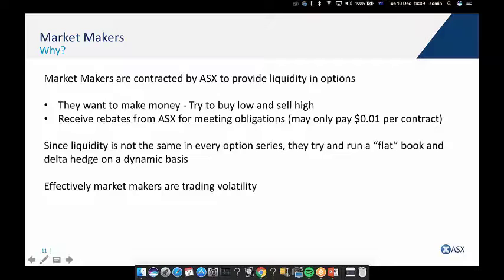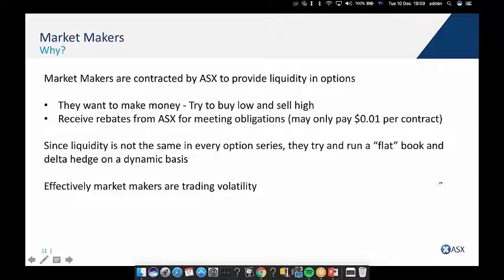Now you might be thinking to yourself, well, it sounds easy, you just buy that option low and sell that option high, but it isn't as simple for a market maker because there is often no one buying that option at the same time someone is selling it. They are running the risk that someone else might want to sell that option to them if they've originally sold to someone else. What happens is the liquidity in each individual option series is not the same.